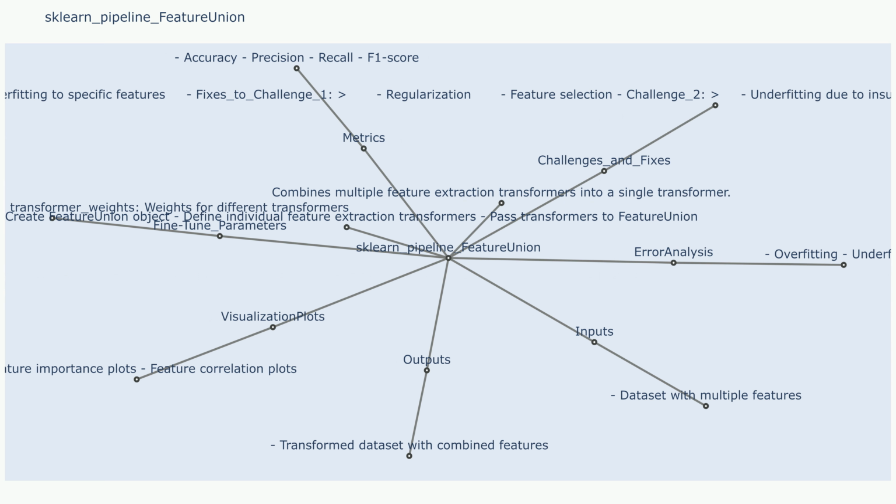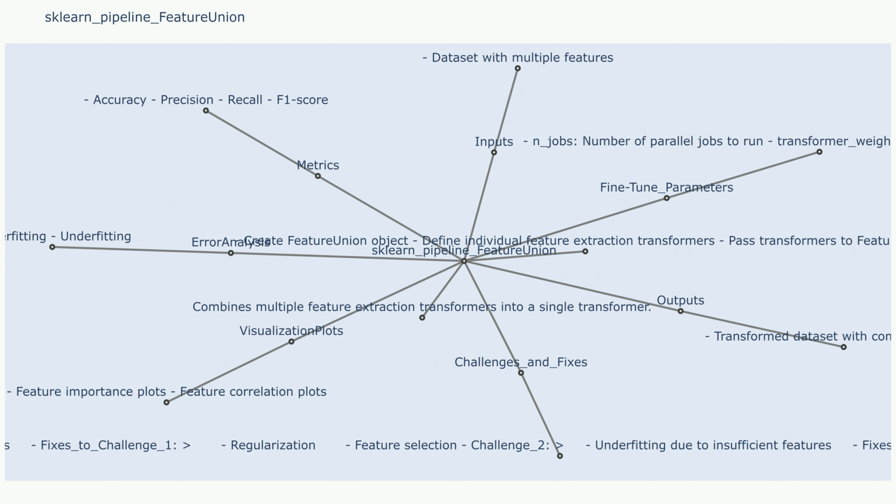Inputs. Input 1. The input data can be a pandas data frame or a NumPy array. It can be any data type that the transformers within the feature union can handle. Input 2. Feature union doesn't have a second input. It takes a single input, the dataset, and processes it through multiple transformers. Outputs. Output 1. A transformed feature matrix, a NumPy array. The shape of the output will depend on the individual transformers used and how they transform the input data.